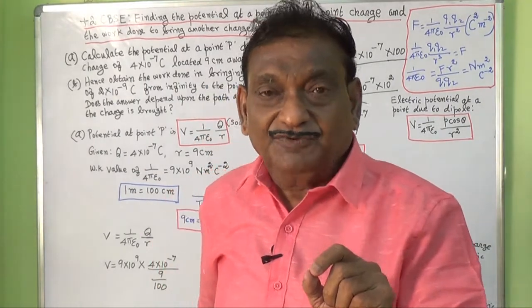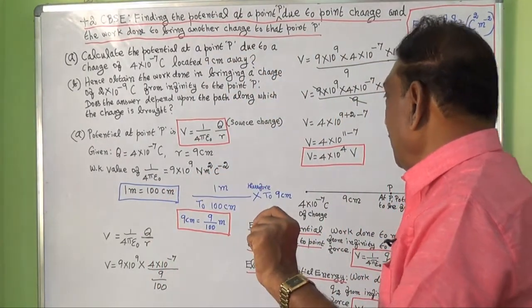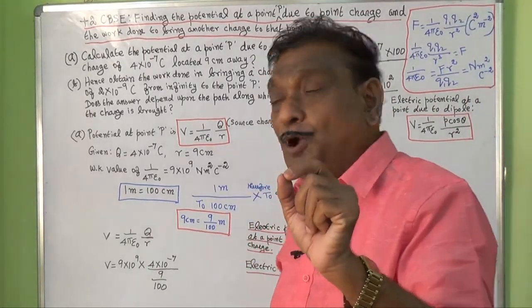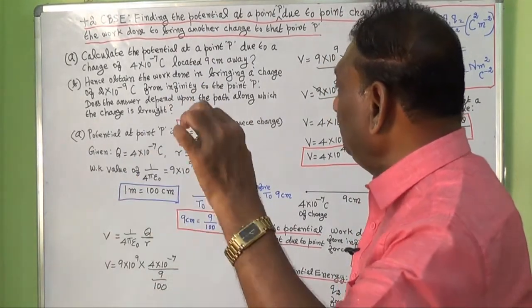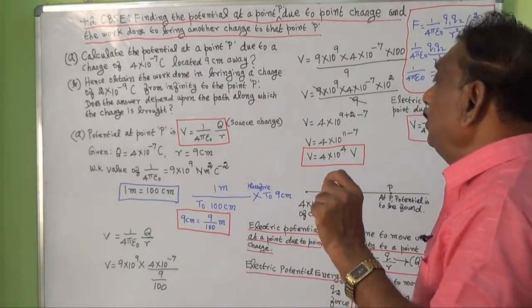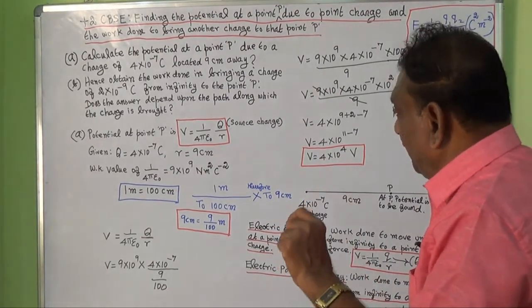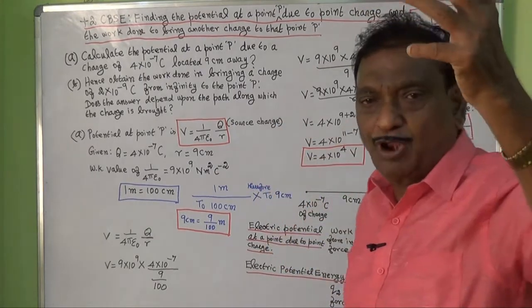Next, we are going to find the work done to bring a charge of 2 into 10 to the power of minus 9 coulomb from infinity to the point P. Also, we are going to answer whether the potential depends on the path along which the charge is brought.